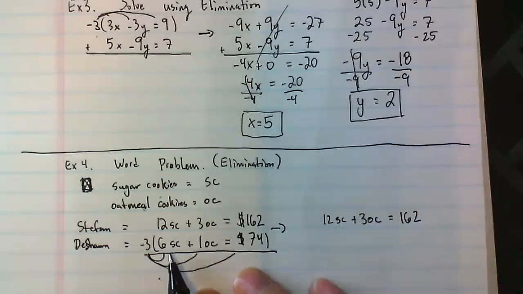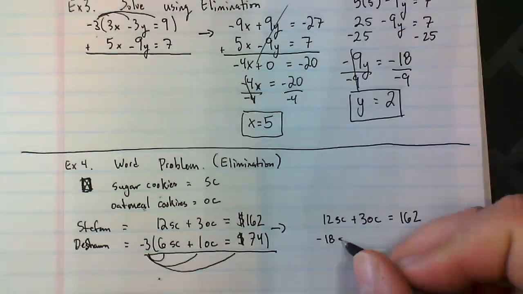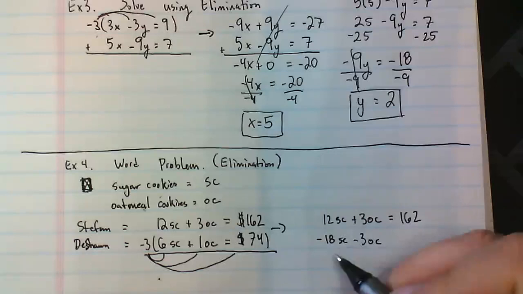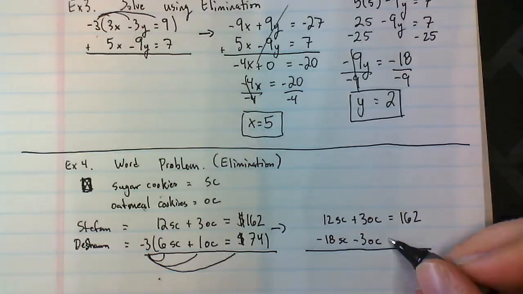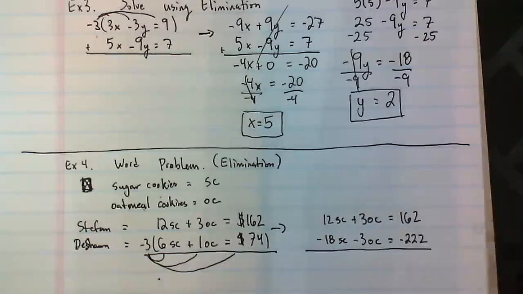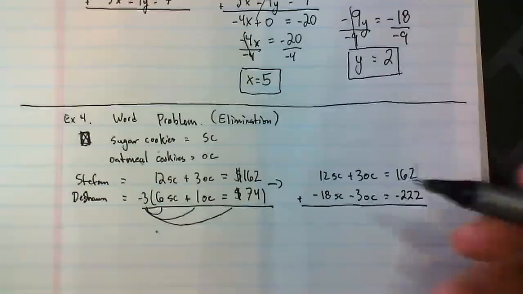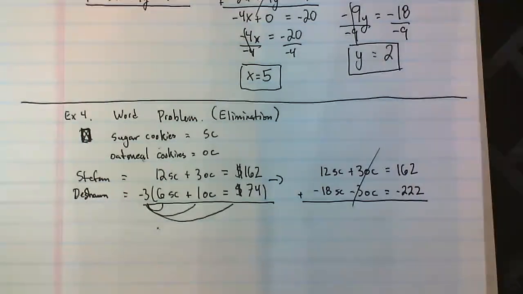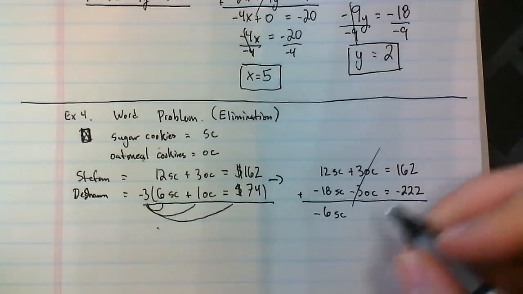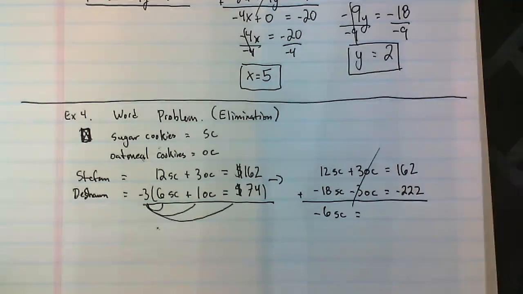So Stefan sold 12 packages of sugar cookies and 3 packages of oatmeal cookies. I'm going to do SC for sugar cookies and OC for oatmeal cookies. Stefan sold 12 SC plus 3 OC, and he made $162. So there's the first equation.